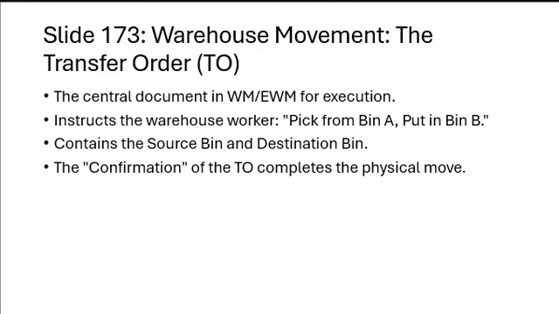Warehouse movement with the transfer order, TO. Okay, so the transfer order is the central document for warehouse execution. It instructs the worker to pick from the source bin and move to the destination. It contains details of the source bin and destination bin.